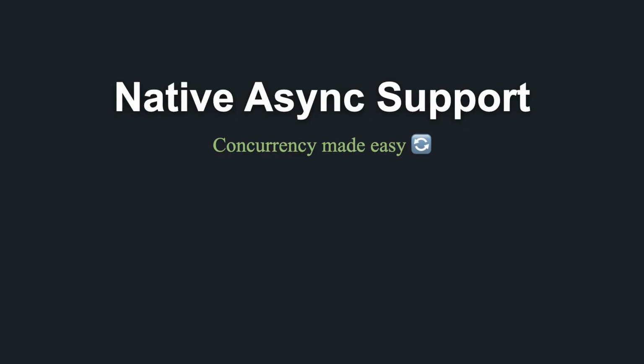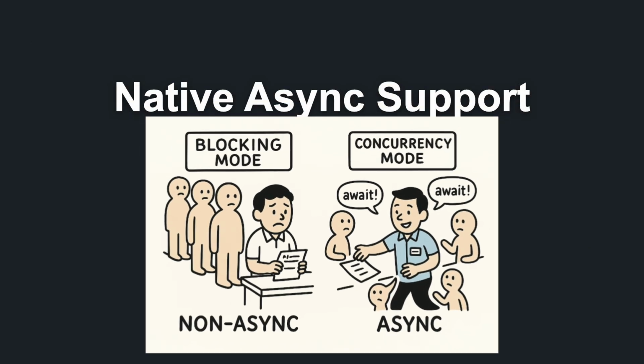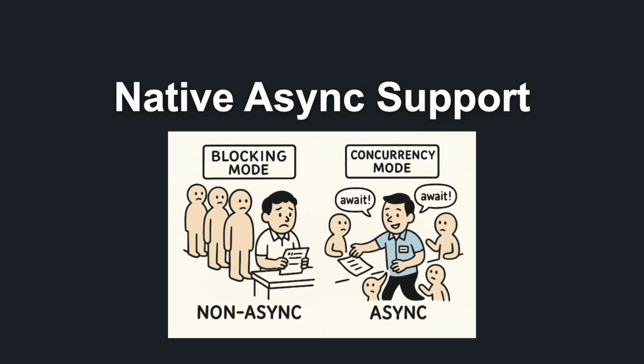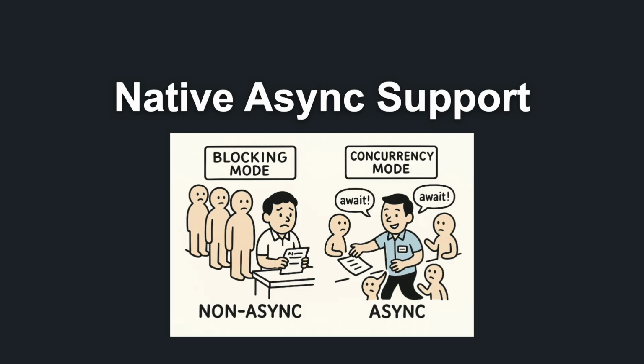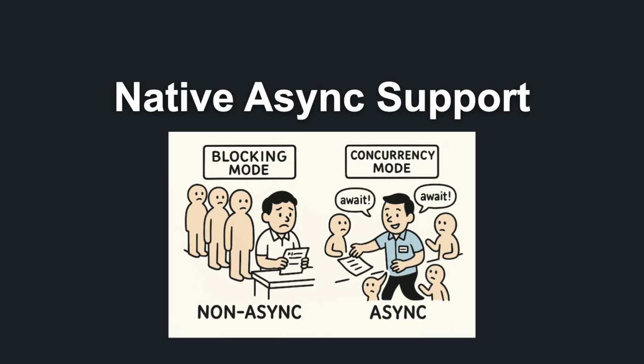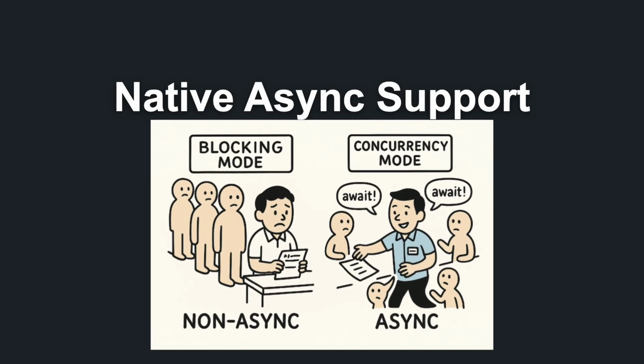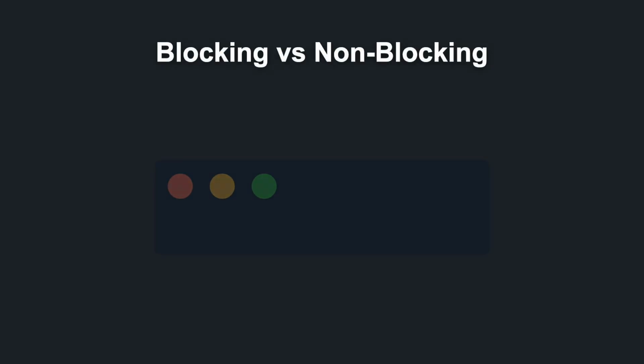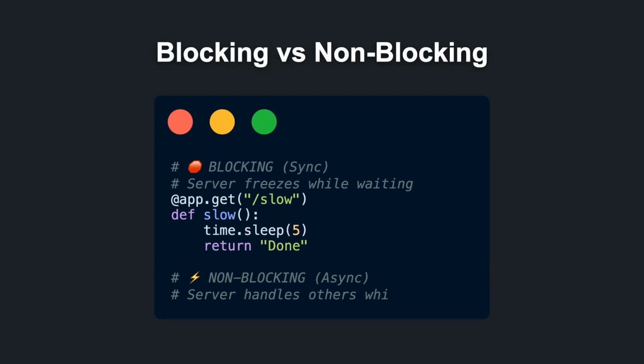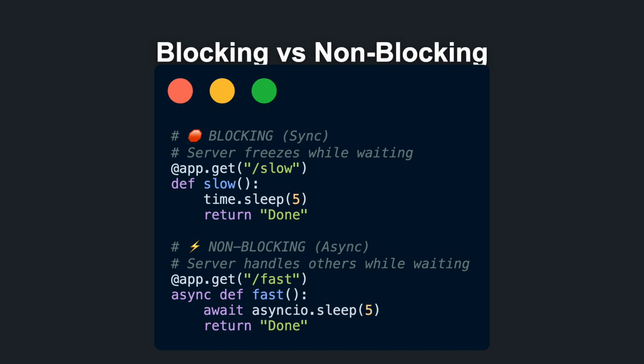And then there's async. FastAPI is built to take advantage of Python's async and await keywords, which means your server can handle multiple requests at the same time without getting stuck waiting on slow operations. Instead of blocking the whole application while it waits on a database or an external service, async lets it pause that task, handle something else, and come back to it later.